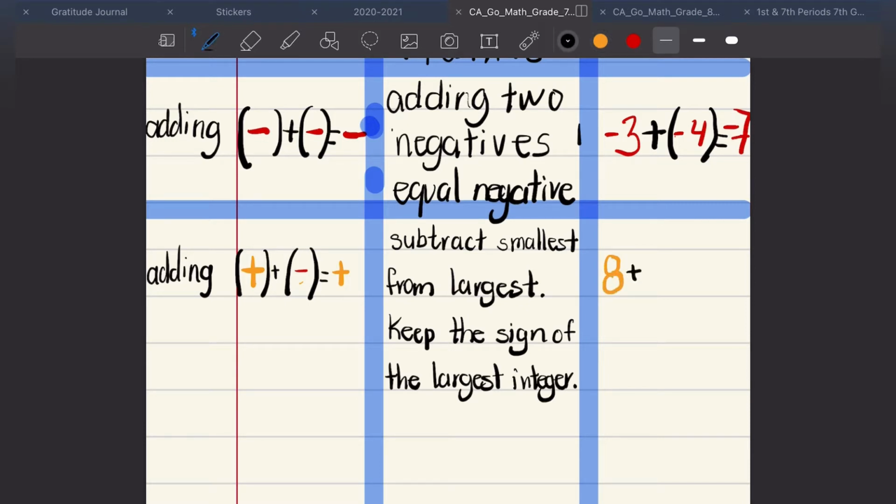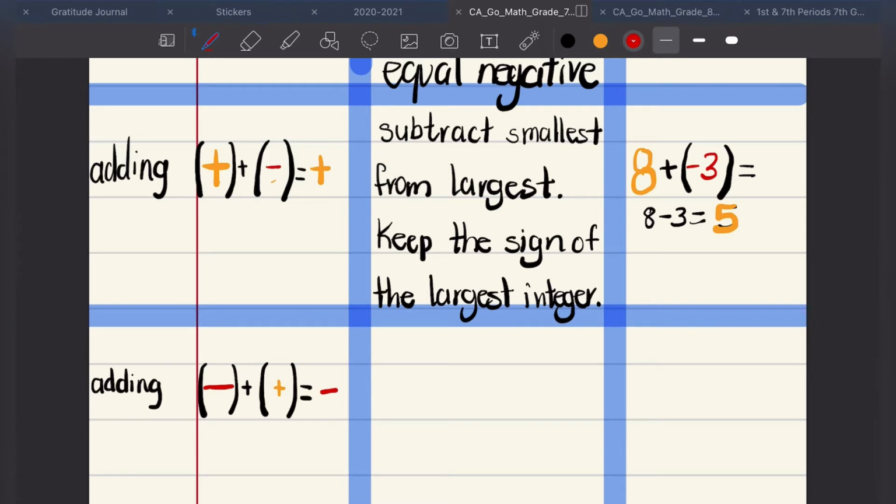Plus -3. In this case, we are just going to use the absolute value of both numbers, so we are just going to say 8 minus 3 gives me 5. And because the 8 is the largest number and 8 is positive, then I'm going to keep the answer positive. Again, I created the negative sign a lot bigger than the positive sign to represent that this digit number is going to be greater.